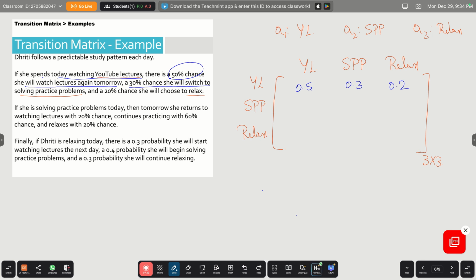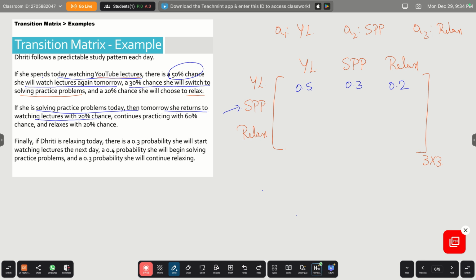Now let me take the second state. Suppose she has solved the practice problems today. What are the probabilities of the different states? If she has solved the practice problems today, the probability that tomorrow she will return to watch the lectures is 20%.